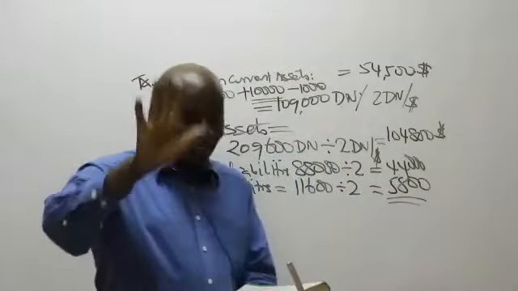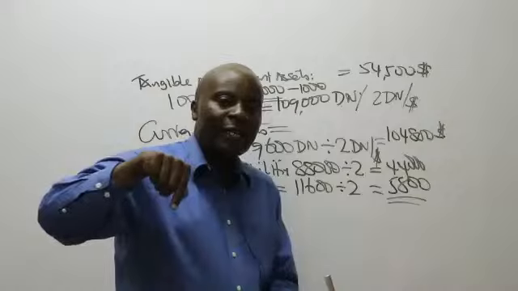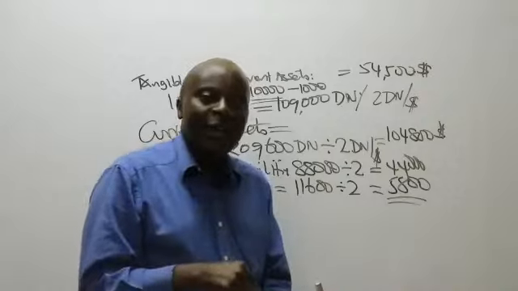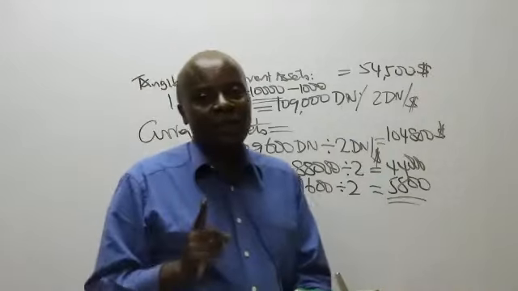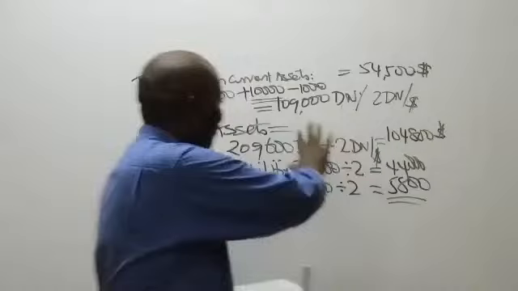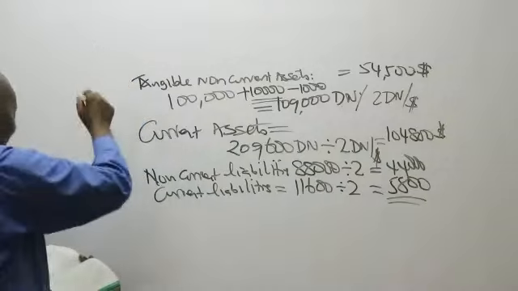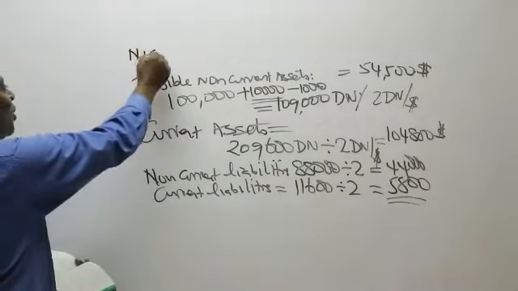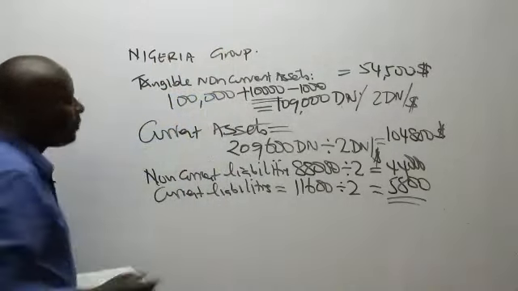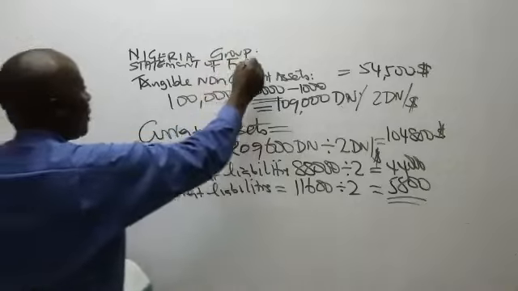Ladies and gentlemen, listen to me very well. Once I've been able to translate this, I know that my next working will not be the goodwill. My next working will not even be the income statement. If the examiner wants me to provide a group statement of financial position, I'll move after I've done this. This is quite significant to me. I'll go here to my book, write the name of the company. The name of the parent company is Nigeria. Nigeria Group, Statement of financial position.